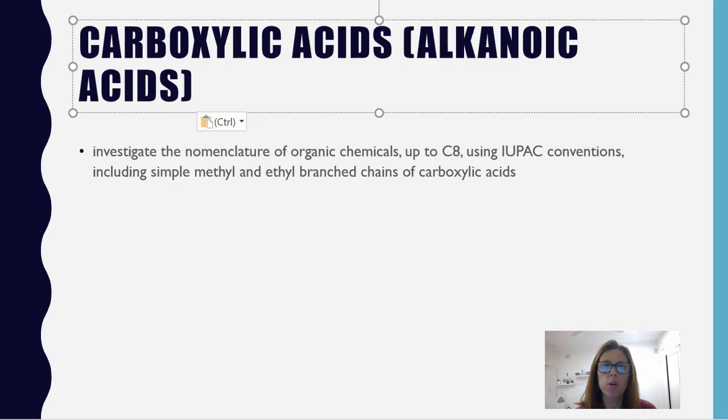Now, while we call them carboxylic acids, and that is our common name, our more correct IUPAC name is alkanoic acids. So the outcome that we're going to look at today is investigating the nomenclature of organic chemicals up to C8 using the IUPAC conventions, including simple methyl and ethyl branched chains.